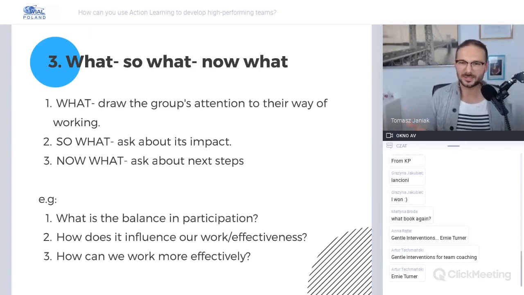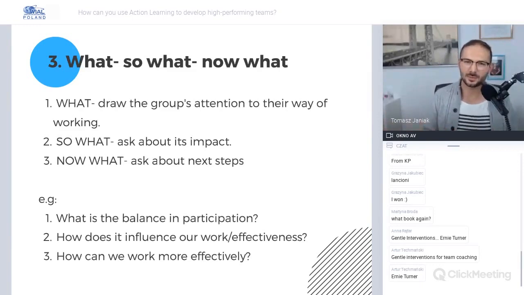What is the balance of participation? There is frequently imbalance of participation at the beginning of the meeting. Some people are more extrovert. They think quickly. They talk a lot. Some people are more analytical. They listen a lot. They don't talk too much. Well, what is the balance of participation? How does this influence our work, our effectiveness?